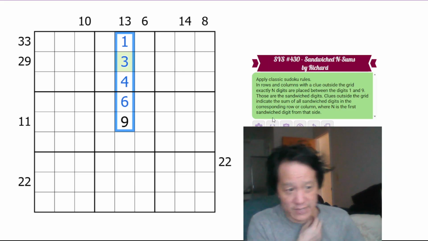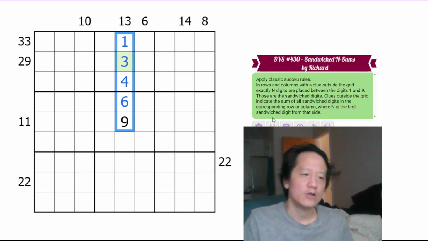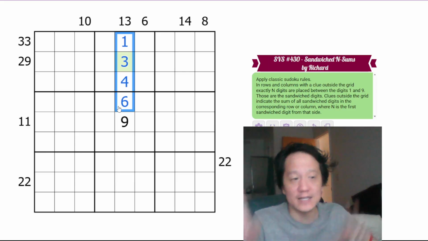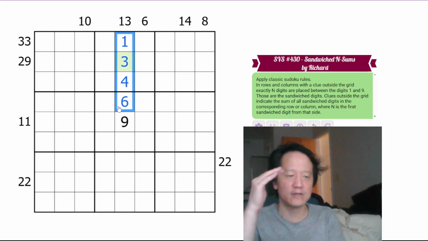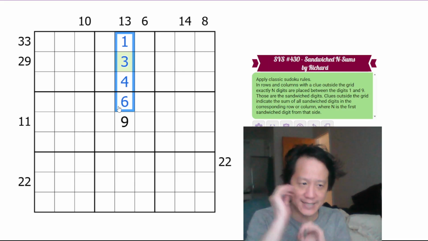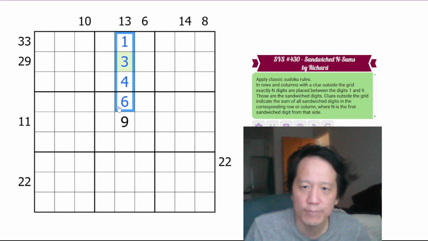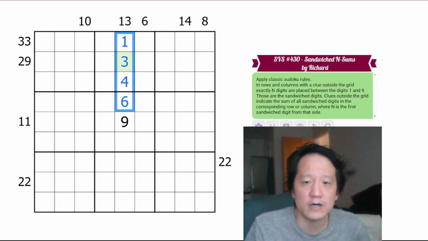So this is kind of like sandwich, and we have an extra constraint where the first sandwich digit is n, and that provides the exact number of digits that are sandwiched in between the 1 and the 9. And those are all the rules. If you'd like to play along, there's going to be a link in the description. And now, I'm going to get started.